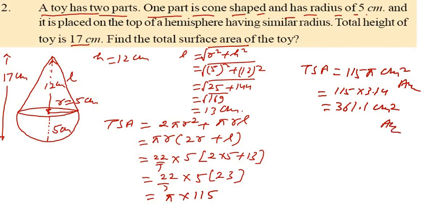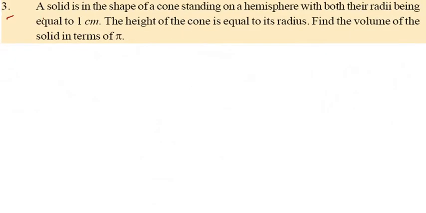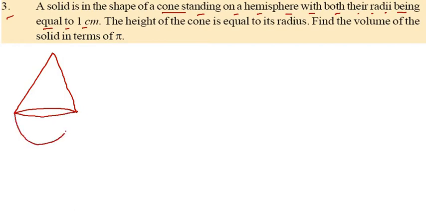Now come to question number 3. A solid is in the shape of a cone standing on a hemisphere, with both their radii being equal, 1 centimeter. So you can say the figure is like this. It is a cone whose base is circular, and one hemisphere is here. Their radius is given as 1 centimeter. It is the r, so it is 1 centimeter.